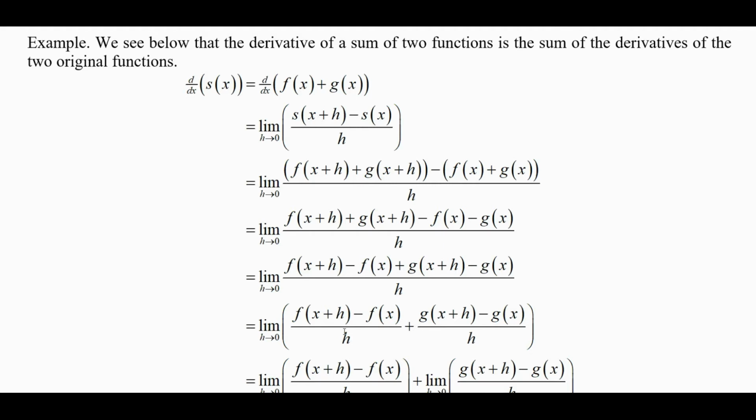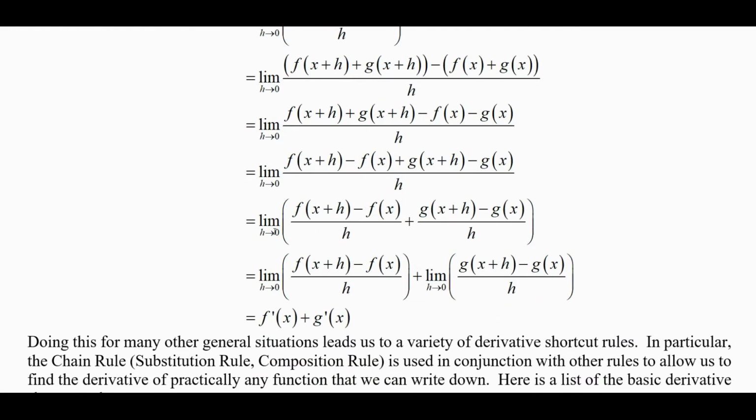The sum function, s of x, is the sum of the functions f and g. So s of x is f of x plus g of x. Well, that's the limit as h goes to 0 of s of x plus h minus s of x over h. s of x is f of x plus g of x. s of x plus h is f of x plus h plus g of x plus h. Well, dropping these parentheses and distributing the minus here gives us this. Using the commutative property, we switch these two. Using the associative property, we group this together and we can distribute the h here so that we get two fractions.